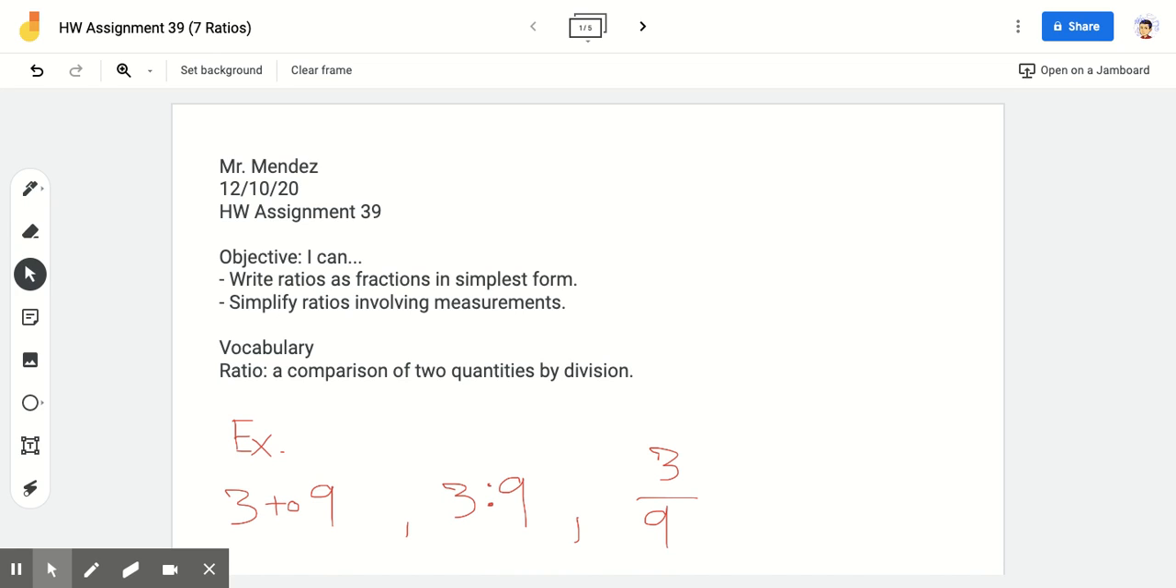Homework assignment 39. Today's objective: I can write ratios as fractions in the simplest form. I can simplify ratios involving measurements. So a few tools we're going to use today.